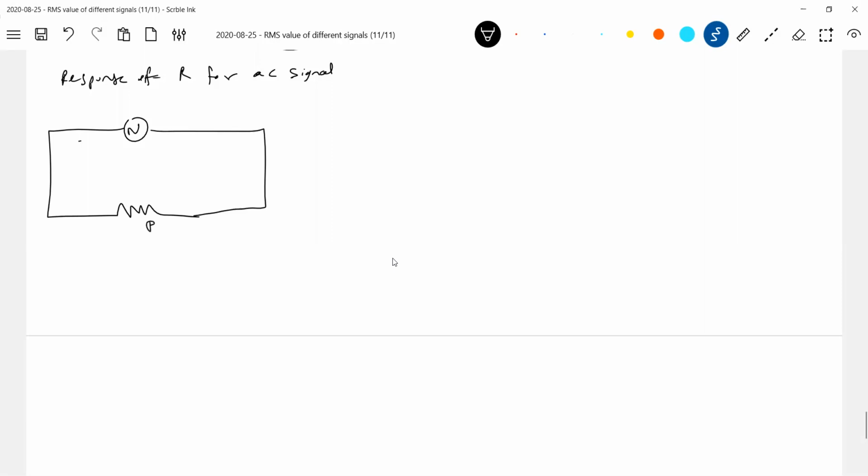Means how we'll write Ohm's law and what is the EMF of signal? E naught sine omega t. A current will flow. So what current will flow? Like an instantaneous current, and the current will alternate. Current will alternate.